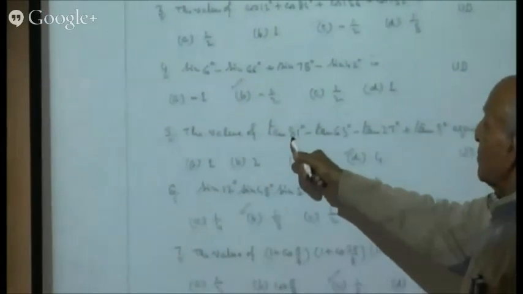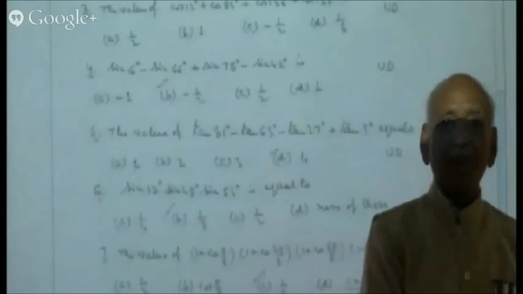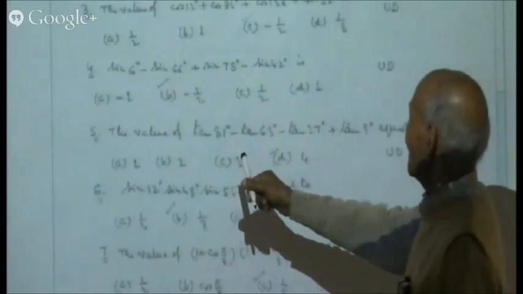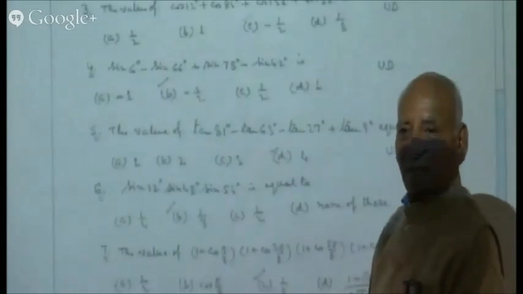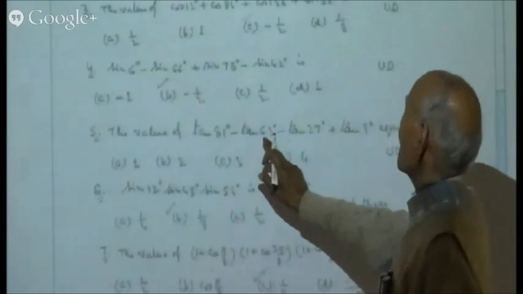Here, I am just providing you the hints. Here is a tangent 81. What is tangent of 81? Tangent 81. Is it cotangent 9? Tangent of 81 is cotangent 9. Is it right? Tangent of 81 is cotangent of 9. So here is cotangent of 9, then tangent of 9. Collect these two terms together. Cotangent 9, tangent 9.